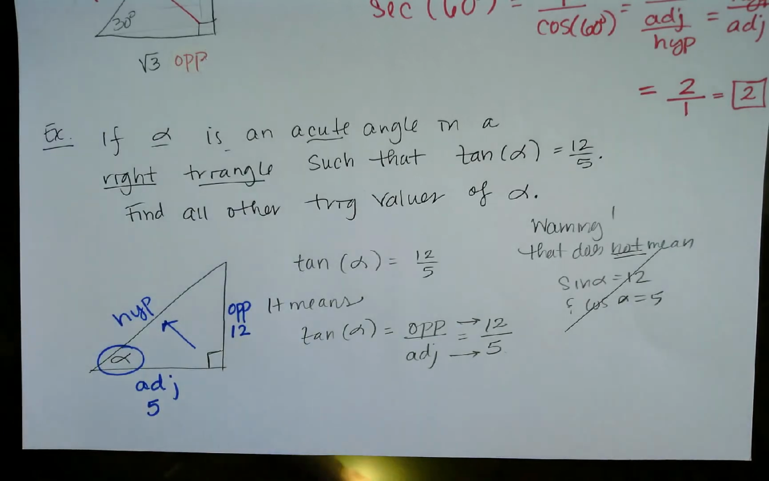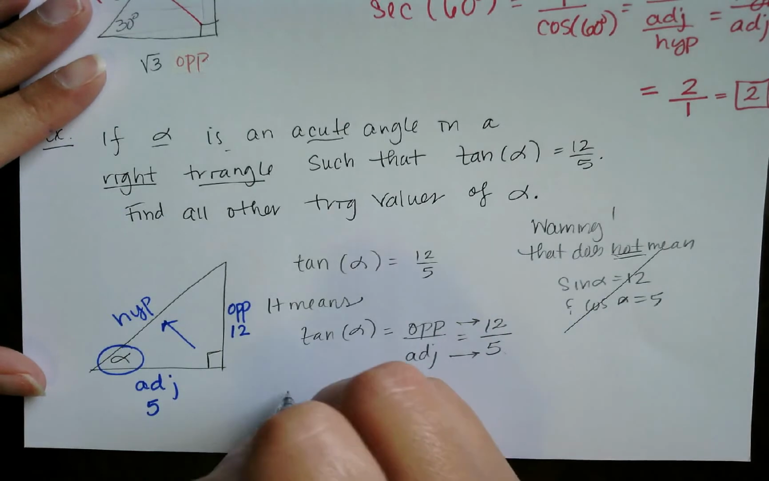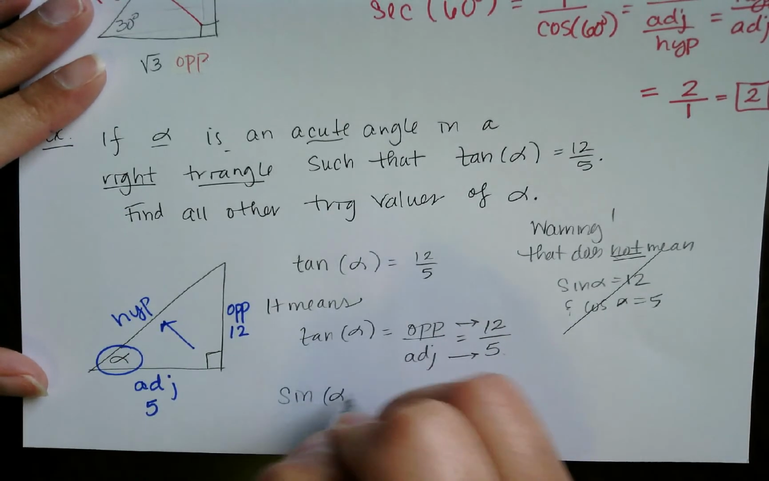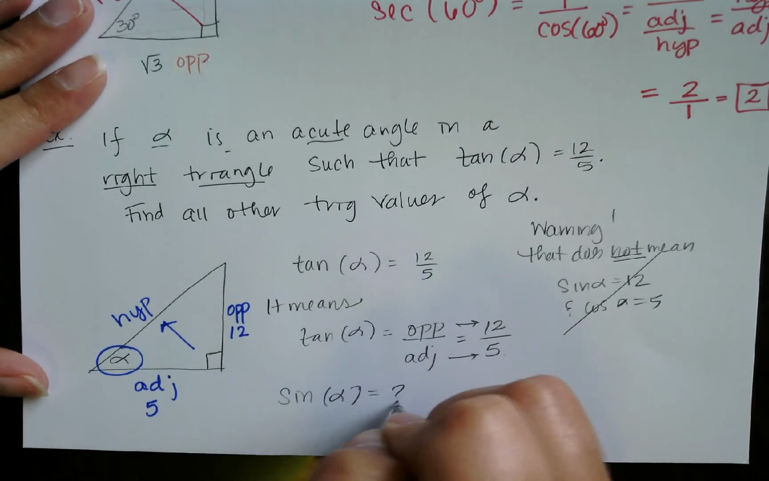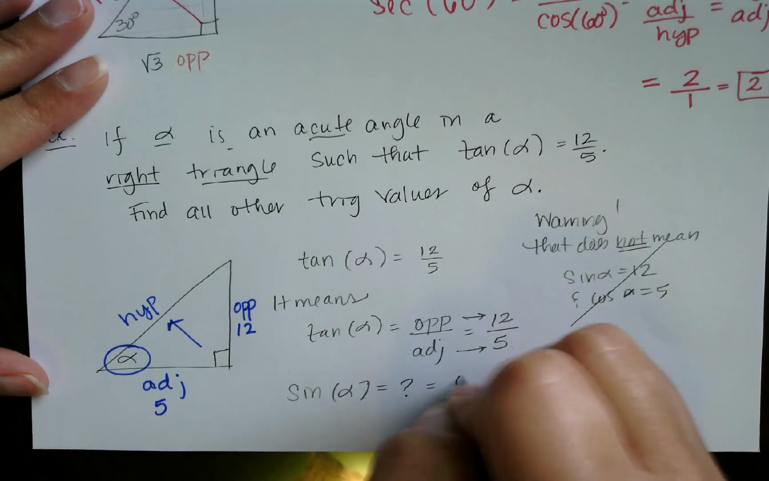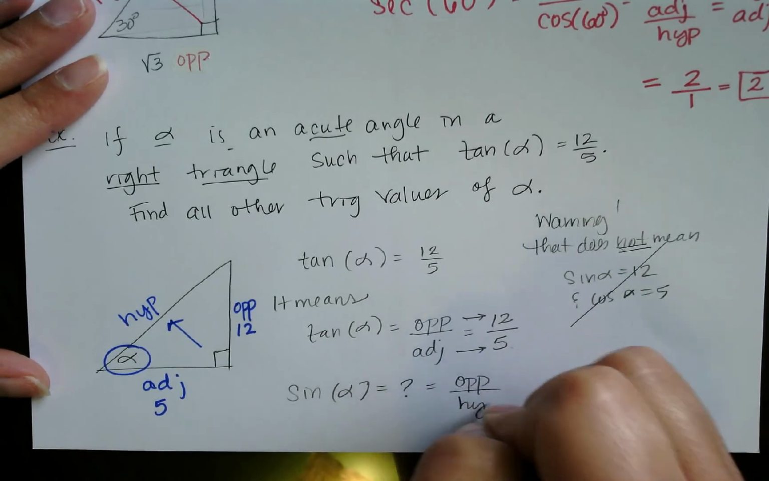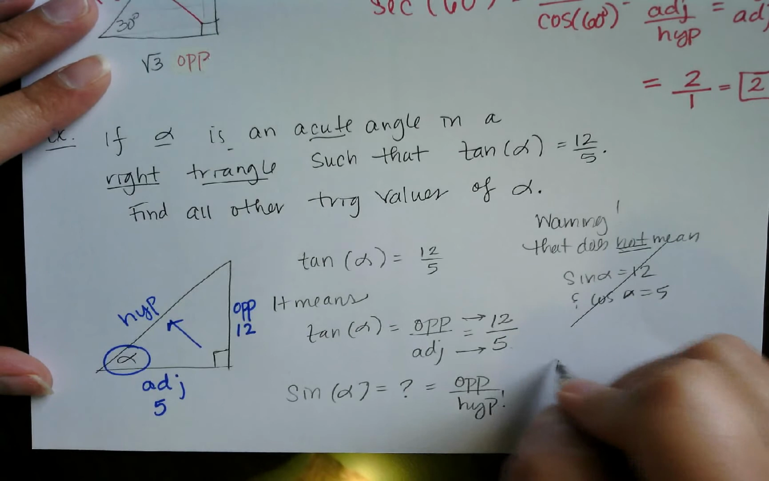It says find all other trig values of alpha. So they want the cosine, sine, tangent, cotangent, cosecant, and secant. So when it says find all trig values, it's all 6. Okay? So now we need sine of alpha. And that equals what? Opposite over hypotenuse. Okay? But we don't have hypotenuse.